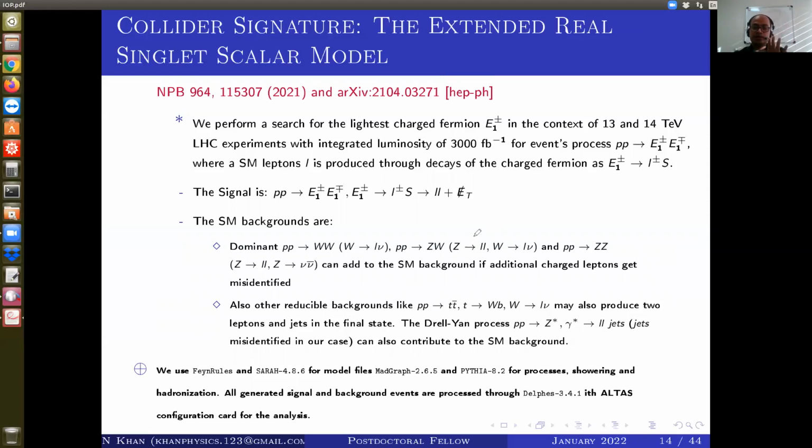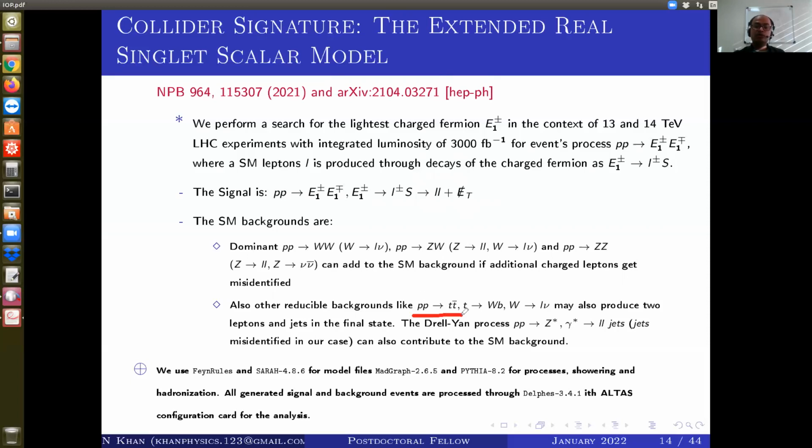Okay, so that final state channel we have searched, and in this model we have dominant contribution coming from pp going to WW, W decaying to lepton and neutrino, and pp going to ZW, where one lepton gets misidentified, and pp going to ZZ, Z going to LL and Z going to neutrinos. So that basically gives you the dominant contribution when you search with the LHC ATLAS detector or CMS detector. The other backgrounds are also there, but those can be reduced by putting some cuts in the final state analysis. So I will talk about that later.